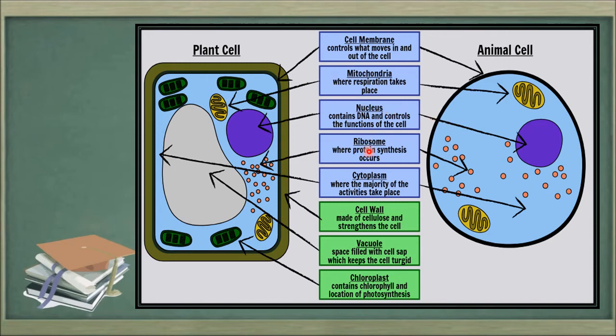Next is ribosomes. Ribosomes are present both in the plant cell and in the animal cell. What is the function of ribosomes? The function of the ribosome is that it is a site where protein synthesis occurs. You may be wondering why protein synthesis is occurring here. Protein synthesis means making of protein.